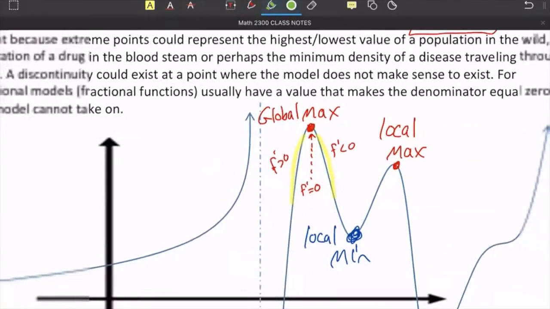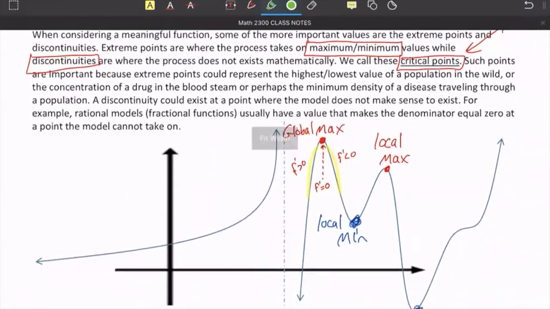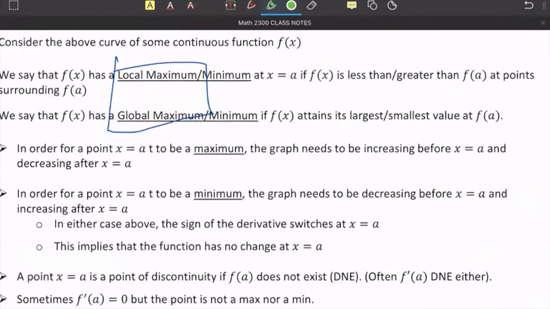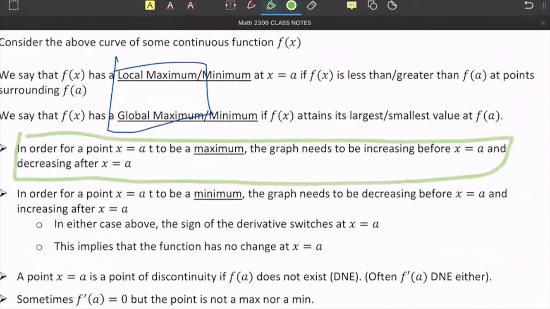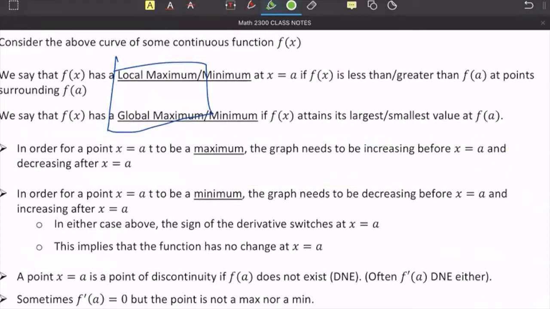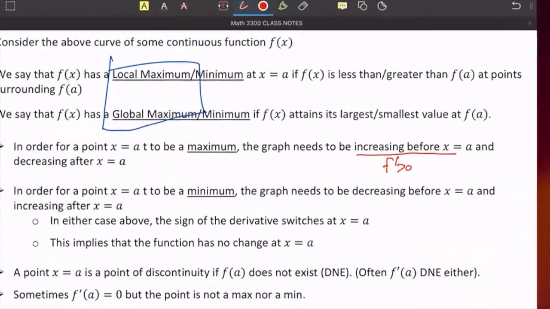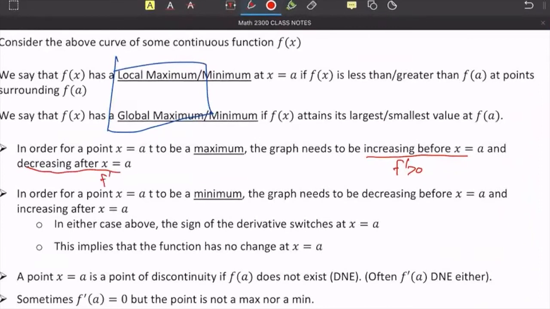And so I'm just showing you that in the picture, and that's what it says right here. In order for a function to be at a max, we have to be increasing before it and decreasing after. So increasing before a means the derivative is positive. Decreasing after a means the derivative is negative. And the opposite is true for min, right? Min means decreasing, flat, increasing.